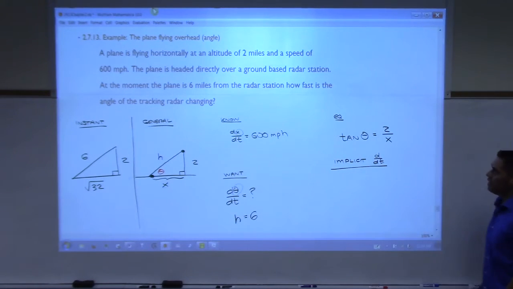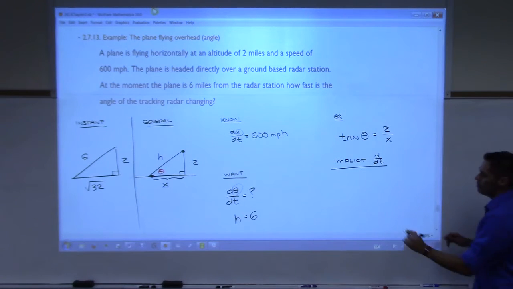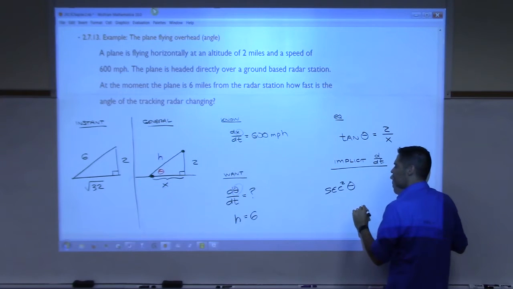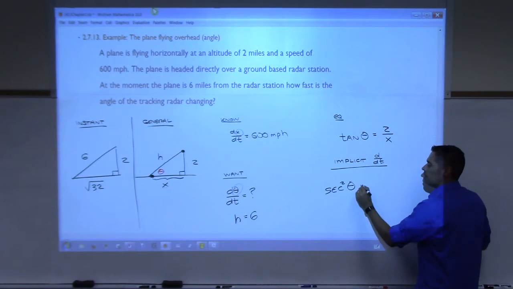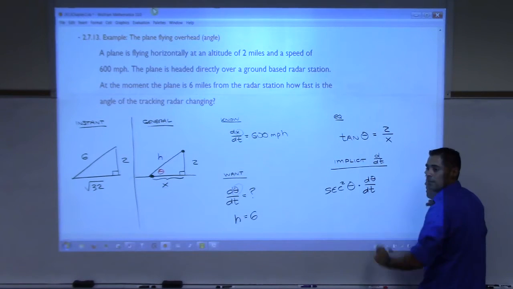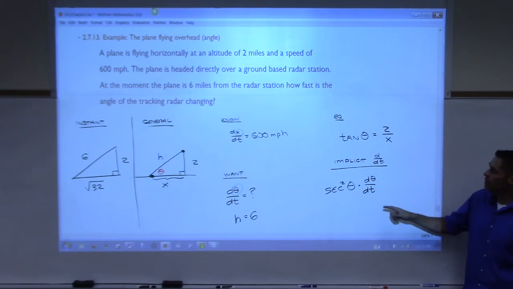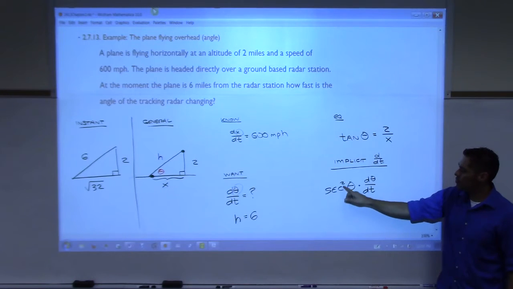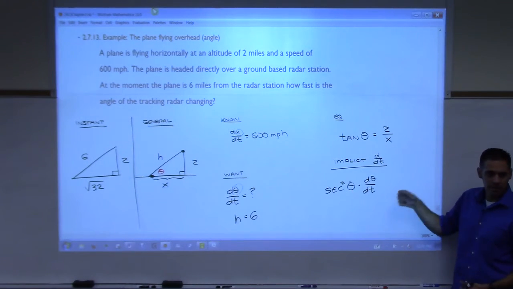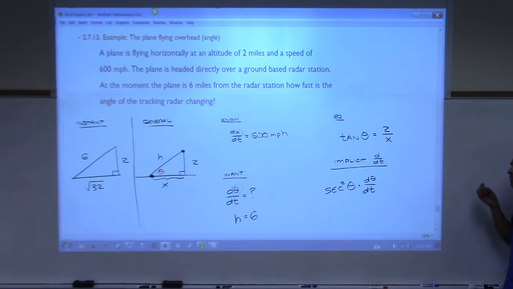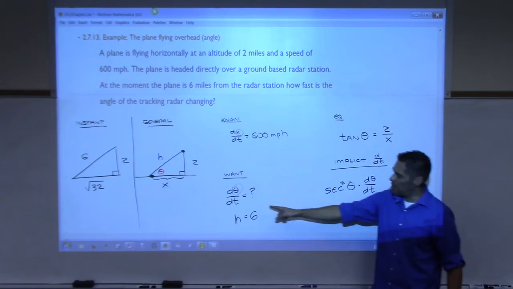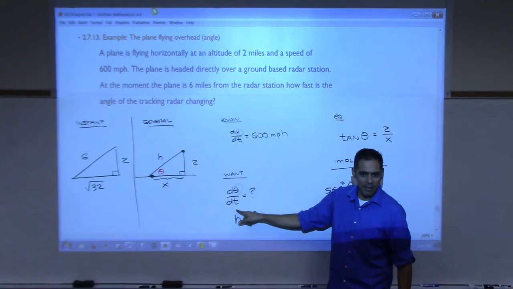What's the derivative of tangent theta? Secant squared theta times d theta dt. Good. Got to have the chain rule, right? Derivative of tangent of my hand is secant squared of my hand times derivative of my hand. Derivative of theta is d theta dt. What if you would have forgot that? Then you would never be able to solve for it, right? Because it wouldn't even be there.